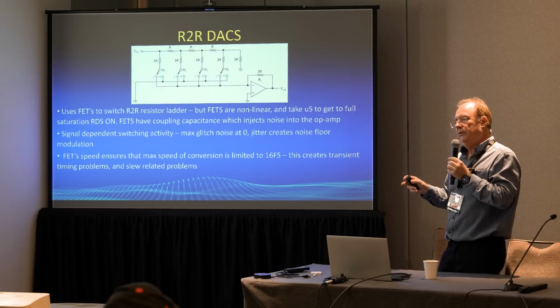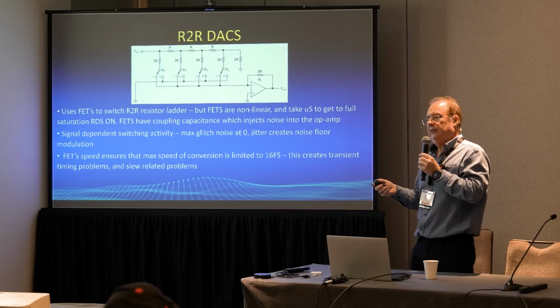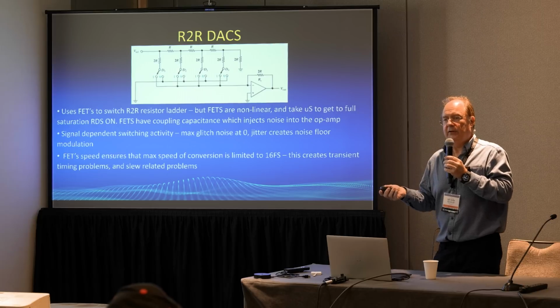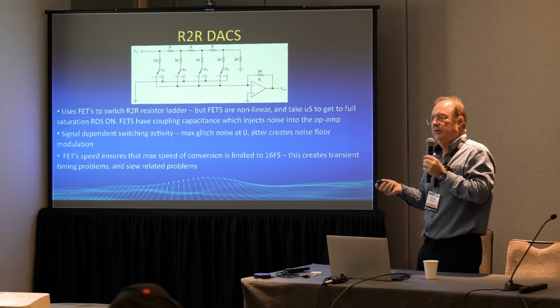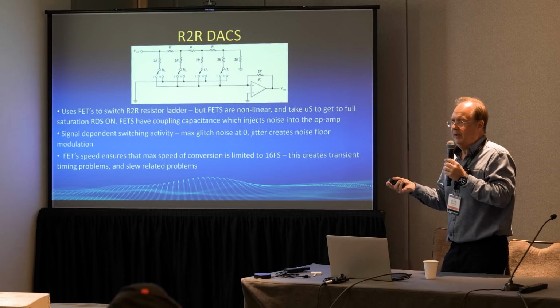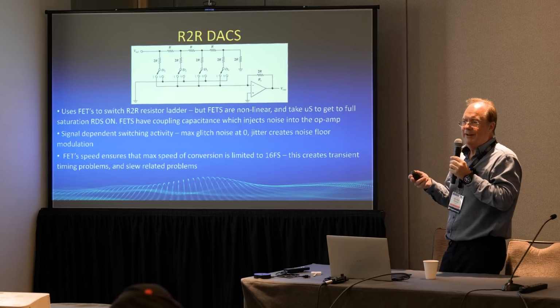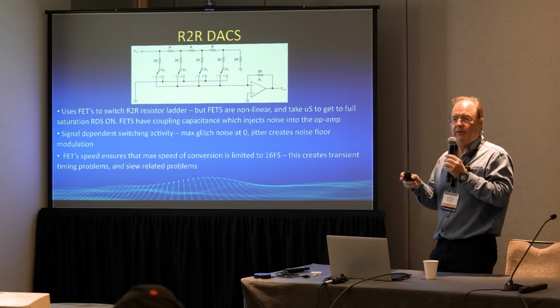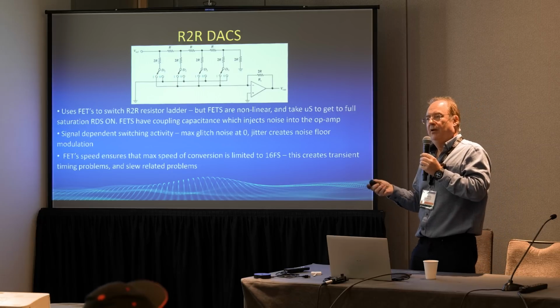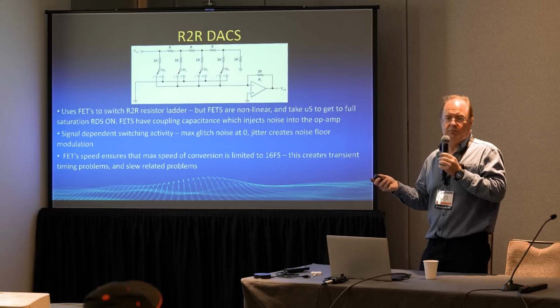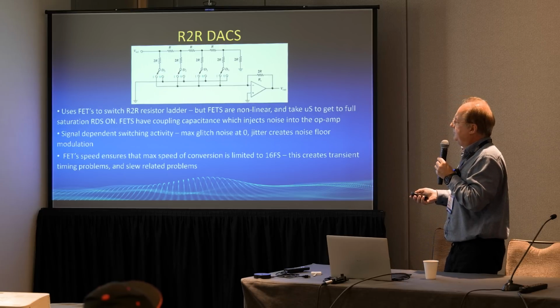It also means that you're limited with R2R DACs in that you can only run them at 16 times oversampled. You can't run them at 104 megahertz like I do with my DACs. So your transient reconstruction will be limited to microseconds rather than nanoseconds, which is what I can do with pulse array.